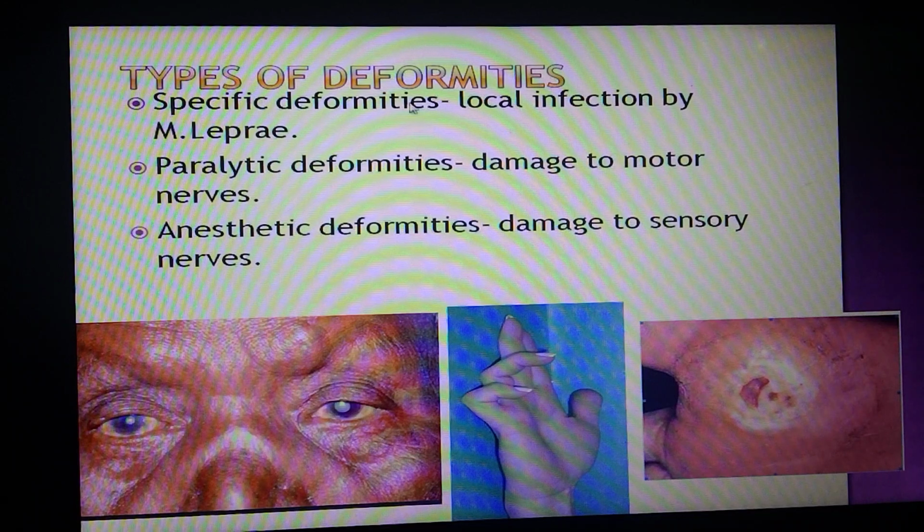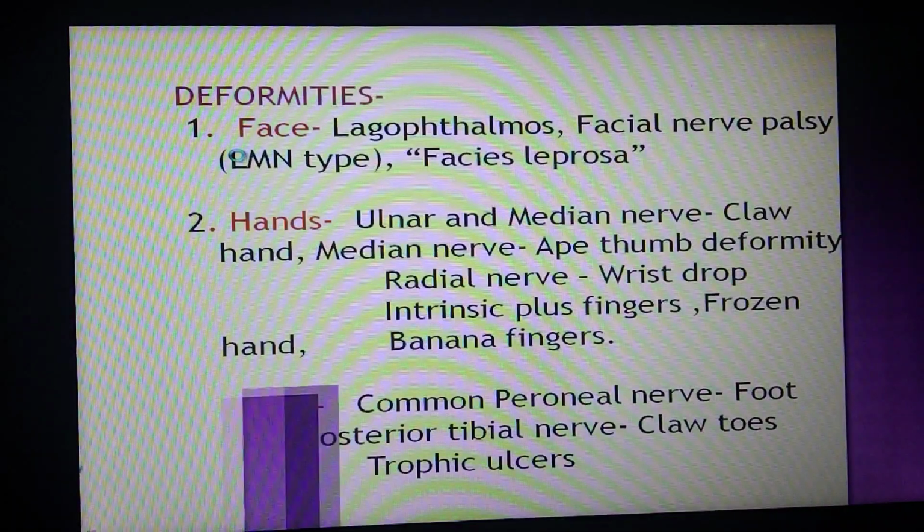Next we have types of deformities, as you can see in the picture here. Specific deformities are due to local infection by Mycobacterium leprae. Later, paralytic deformities: damage to the motor nerve is called paralytic deformity. Next we have anesthetic deformities: damage to the sensory nerve is called anesthetic deformity. So these are the 3 types of deformities.